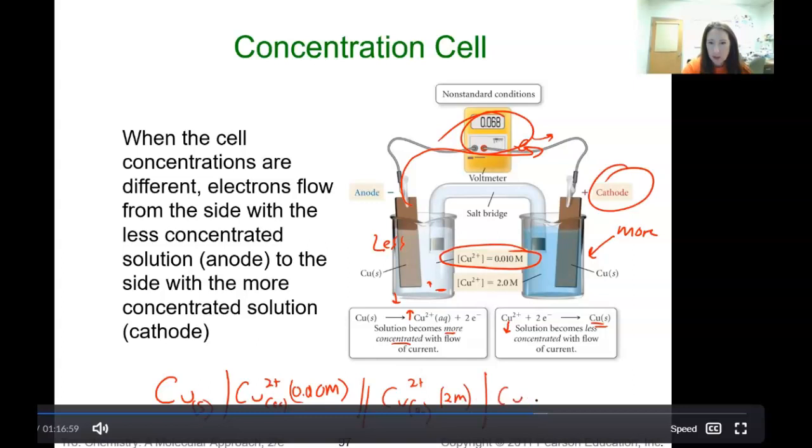Electrode, Cu solid. If you do have different concentrations, you show those different concentrations by putting them after your ion. That's how you would show it, because otherwise, if I didn't put that in here, you'd be like, Dr. McAdam, nothing happened, this is exactly the same on both sides. So you have to put in the concentrations.